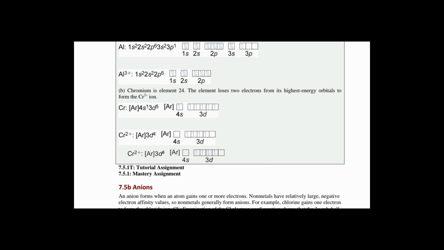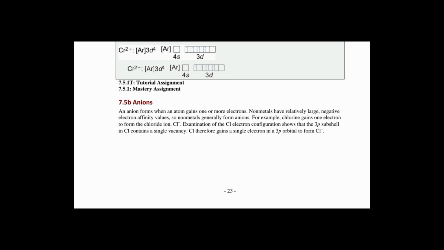When chromium loses 2 electrons, the first electron will be lost from 4s, as we know 4 is the higher orbit. It will lose its electron first, and then 1 electron from 3d. The electronic configuration for the chromium Cr2 plus ion will be like this. Box notations. Okay, anions. An anion forms when atoms lose or gain 1 or more electrons. So chlorine gains 1 electron here, so it will become a negative ion.